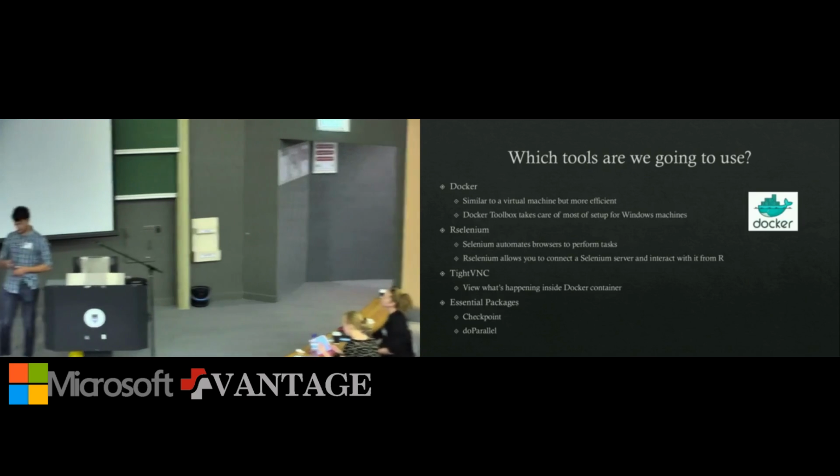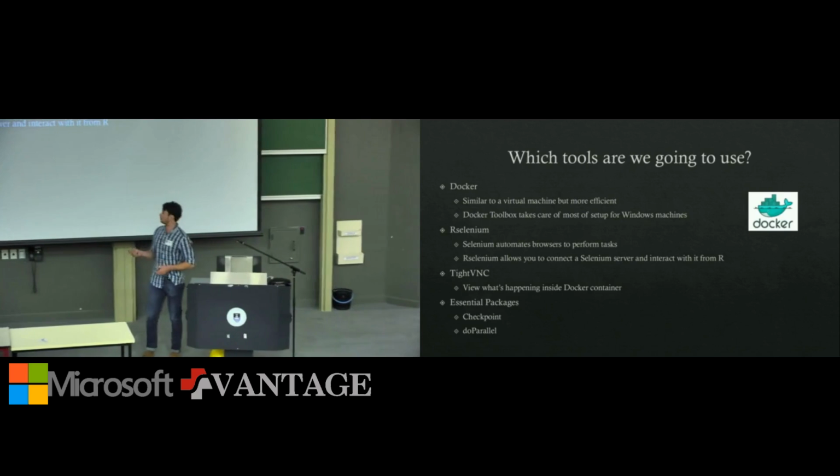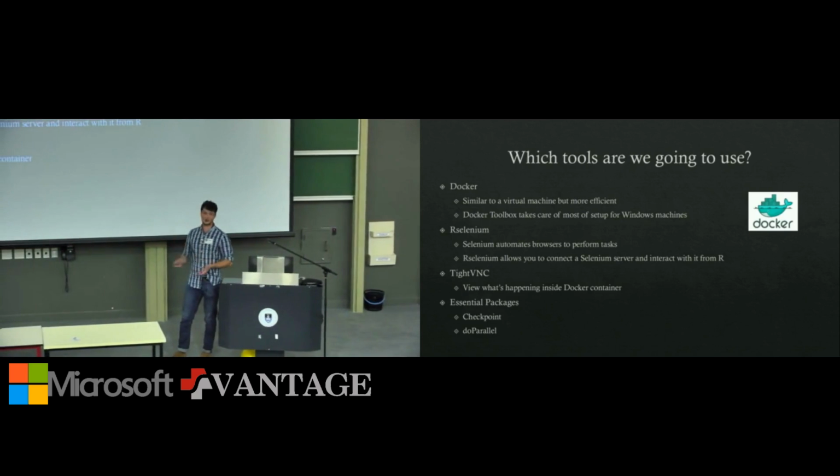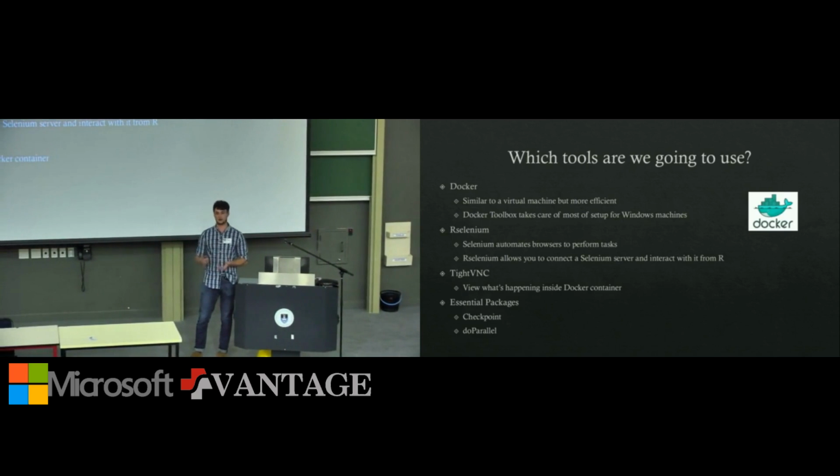So I'm just going to briefly speak about some of the tools that I use. So first, there's Docker. Docker you can think about as being very similar to a virtual machine in a way, but apparently it's got some computational efficiencies. And I use a Windows machine, so I use Docker Toolbox, and that took care of most of the setup for me. Then there's RSelenium, which is actually part of the rOpenSci project.